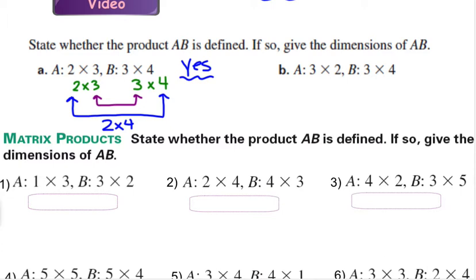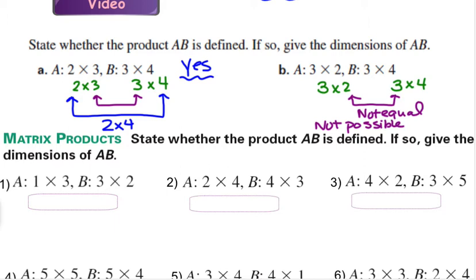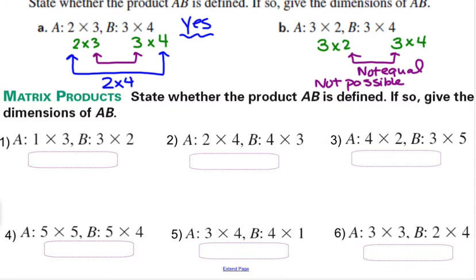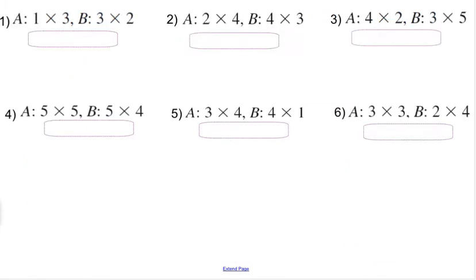All right, so now let's go to the second example. Our first matrix is a 3 by 2, and our second matrix is a 3 by 4. So let's go inside to these two numbers. Are those two numbers the same? 2 and 3. They're not equal. So that means it's not possible for you to multiply these two matrices together. All right, let's just do maybe two more. I would like you to try number 2 and number 3 and see if you can come up with the same answer as I get.